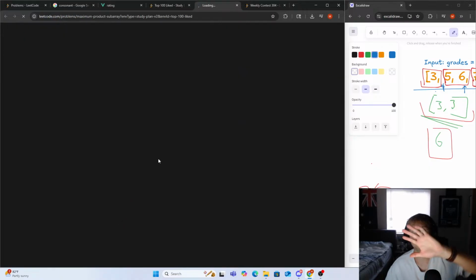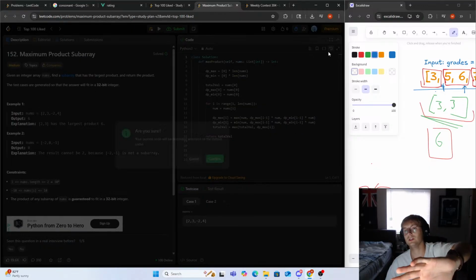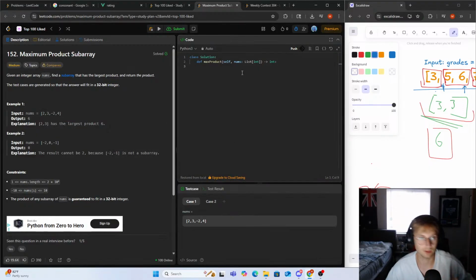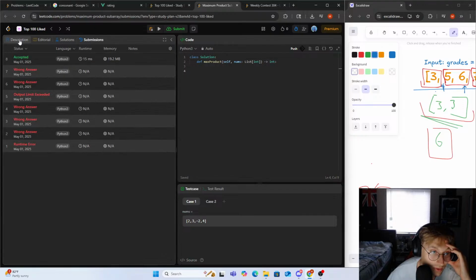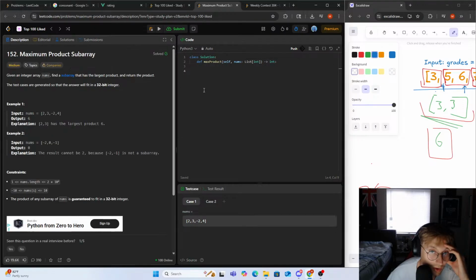Is it gonna give me my solution? I'm gonna reset it really quick. Okay, I'll reset it. We're gonna do this. I didn't look at the problem. It's been a while since I've solved this. May 1st. Looks like we struggled a bit here too.